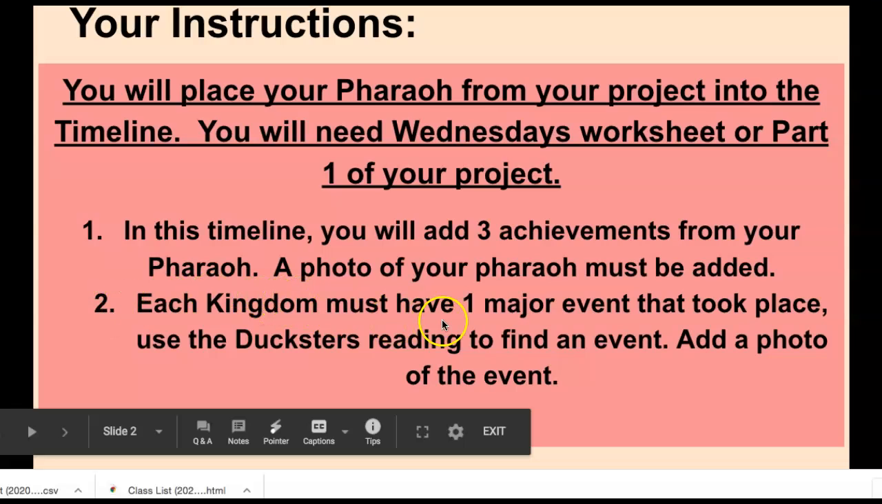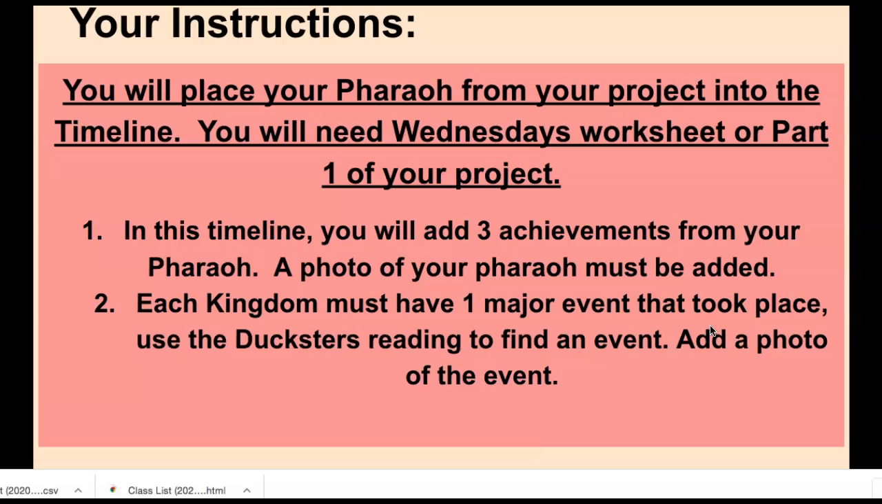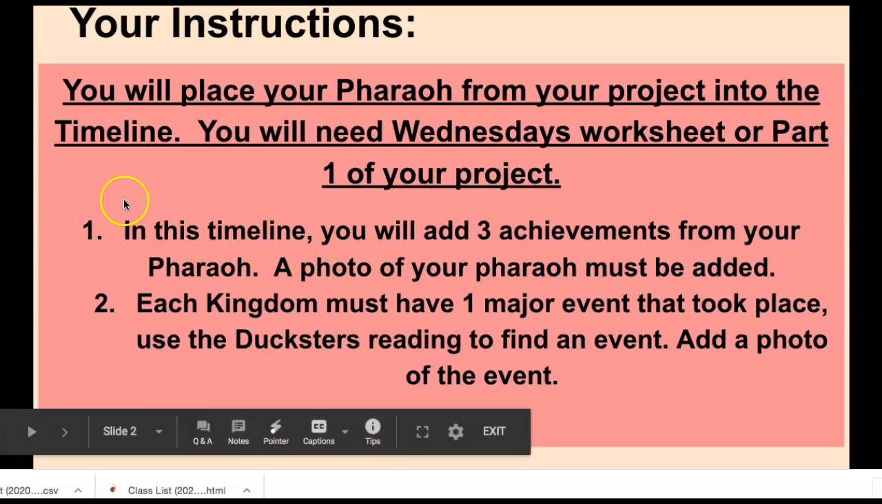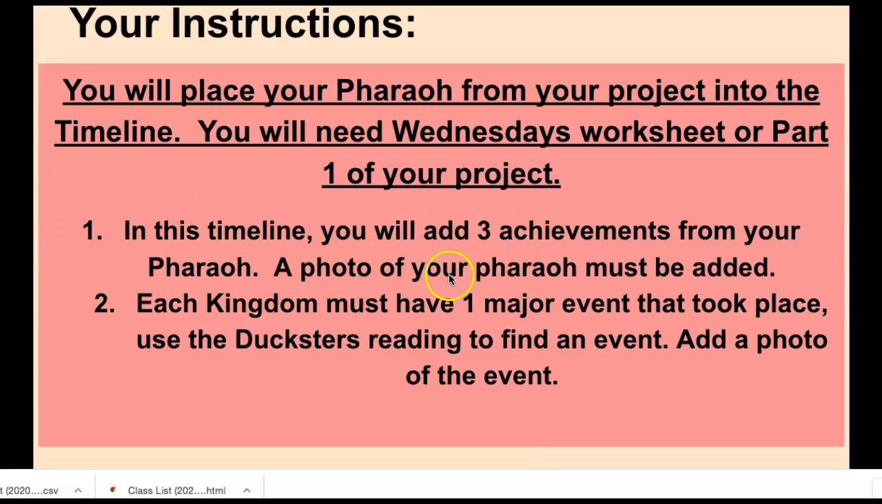2. Each kingdom must have one major event that took place. Use the Duxter's reading to find an event. Add a photo of the event. Okay? So you want to focus on one first. All right? Who is your pharaoh? What is the time frame that they became king? And their achievements or accomplishments. Don't forget to add a photo.